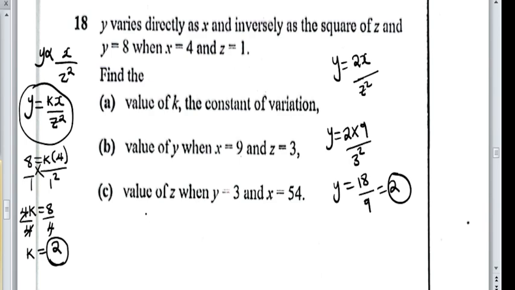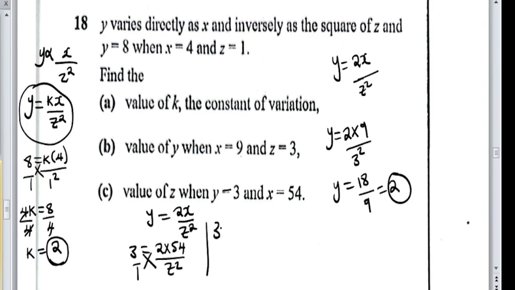Then again the same equation, y is equal to 2x over z squared. This time they want us to find the value of z when y is equal to 3. So what are we going to do? Where there is y, I'll put 3. So 3 is equal to, x is 54, so 2 times 54, z I don't know, z squared, over 1, and cross multiply.